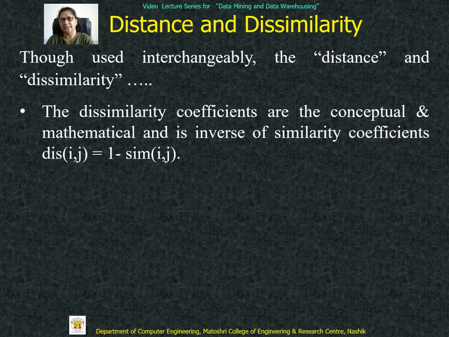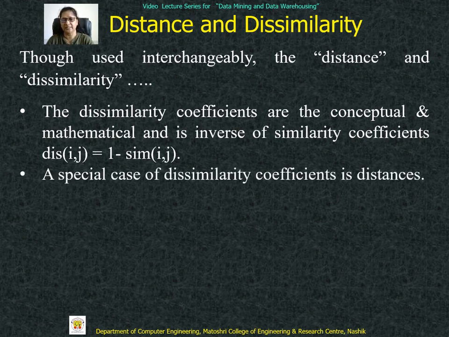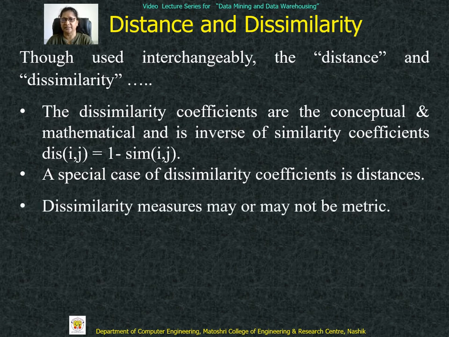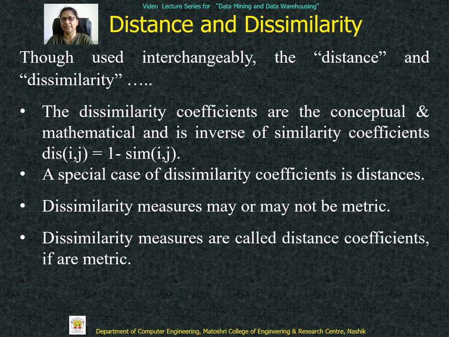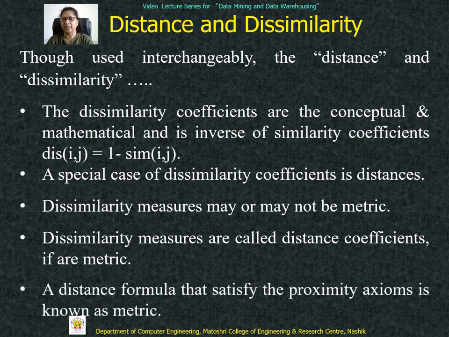Though they are used interchangeably, distance and dissimilarity have a very thin line which differentiates the two. Dissimilarity coefficients are conceptual and mathematical and are the inverse of similarity coefficients. That is, dissimilarity between any two objects i and j is 1 minus similarity between i and j. A special case of dissimilarity coefficient is a distance. Dissimilarity measures may or may not be metric. Dissimilarity measures are called distance coefficients if they are metric. A distance formula that satisfies proximity axioms is known as a metric.